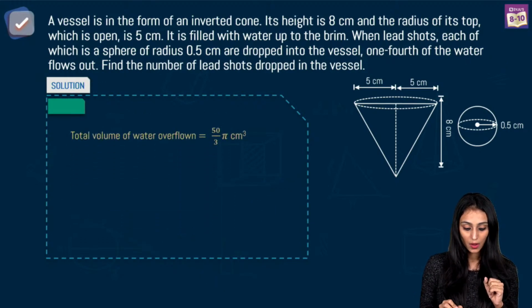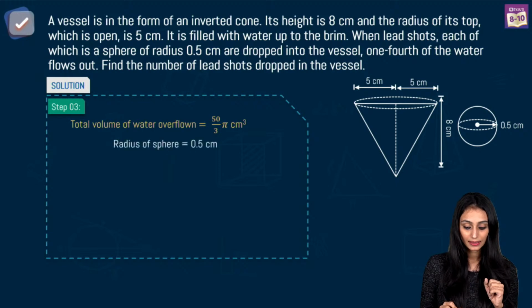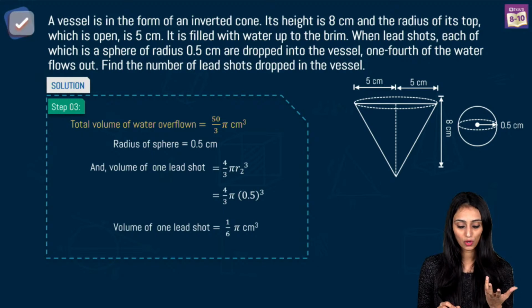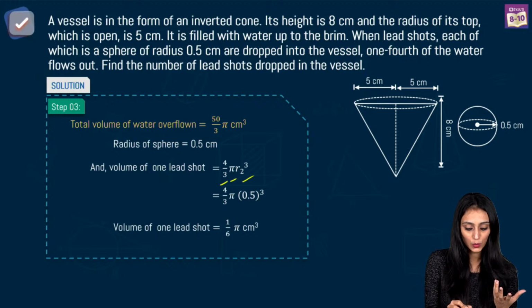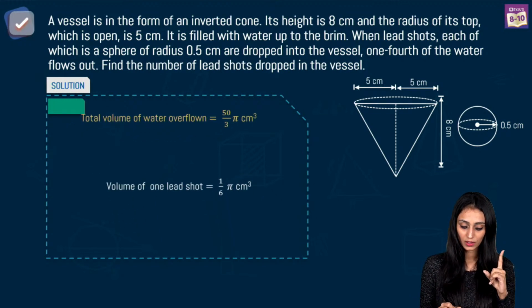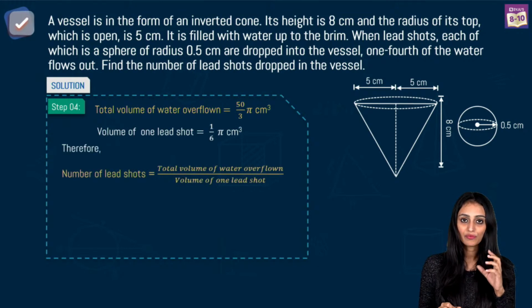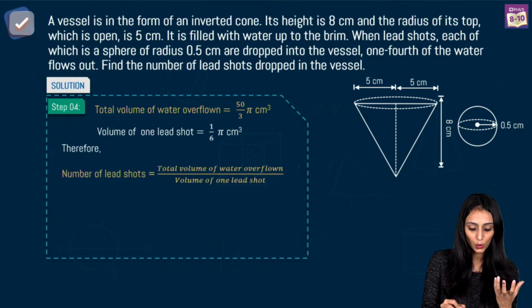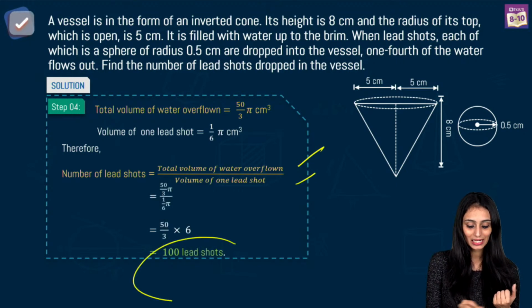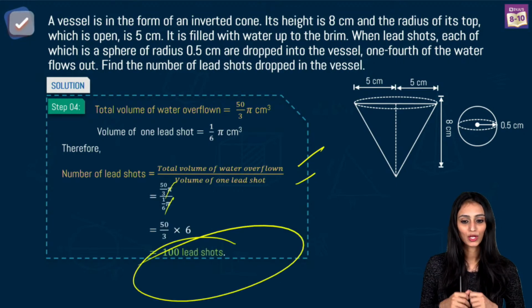Now, the question says that we have spherical lead shots here, right? So what is the volume of one lead shot? That's 4 upon 3 pi r2 cube. Put the value, you get 1 by 6 pi centimeter cube. That's the volume of one lead shot. Okay, now we have the volume for each and everything. To find out the number of lead shots, I'll divide the total volume of water overflown by the volume of one lead shot. And you get 100 lead shots. See, pi will cancel out. No need to put it.